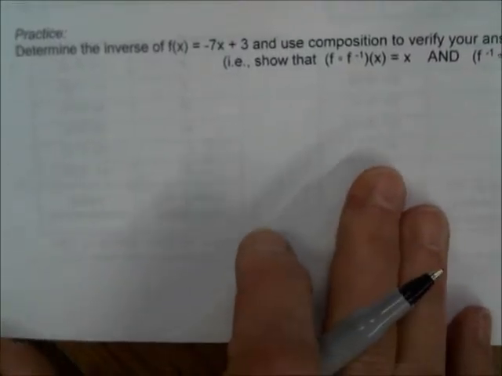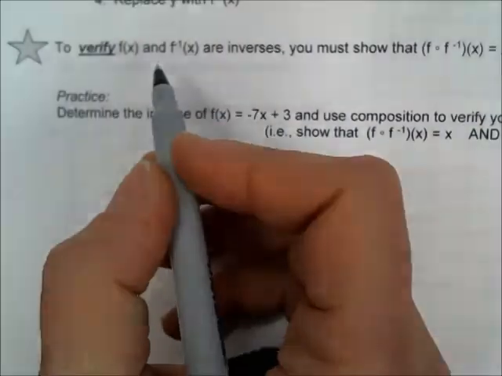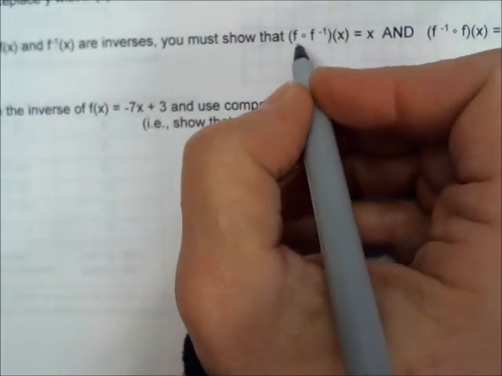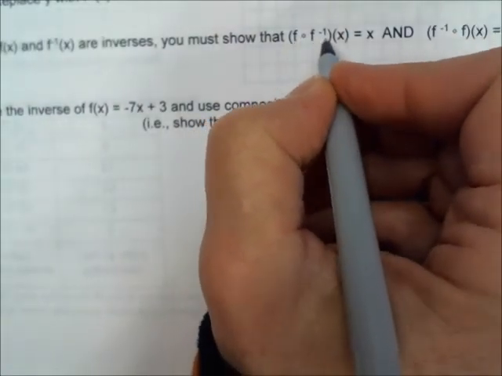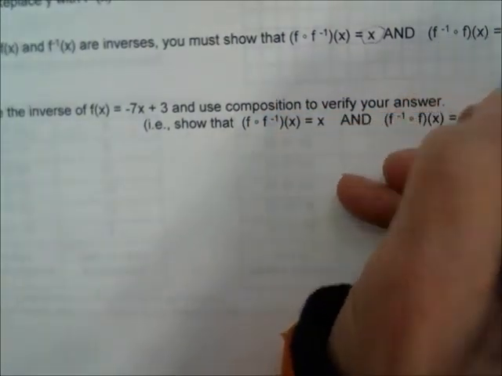Now down here, not very often, but every once in a while you have to verify that they're actually inverses. In order to verify that, you have to show that F of F inverse is equal to X and that F inverse of F is also equal to X. You have a two-step process for verification.